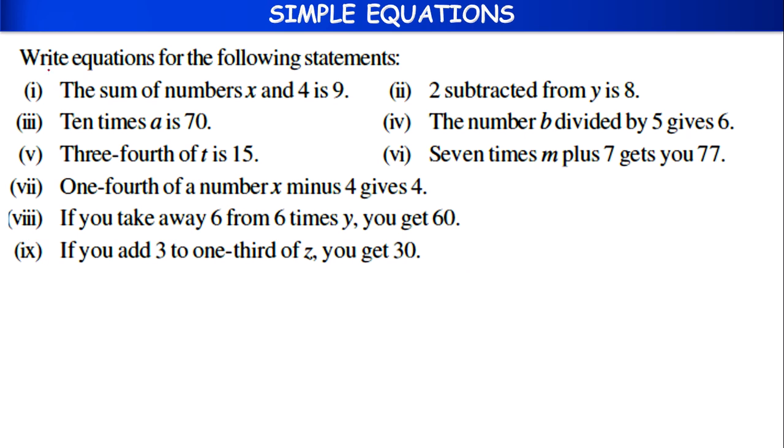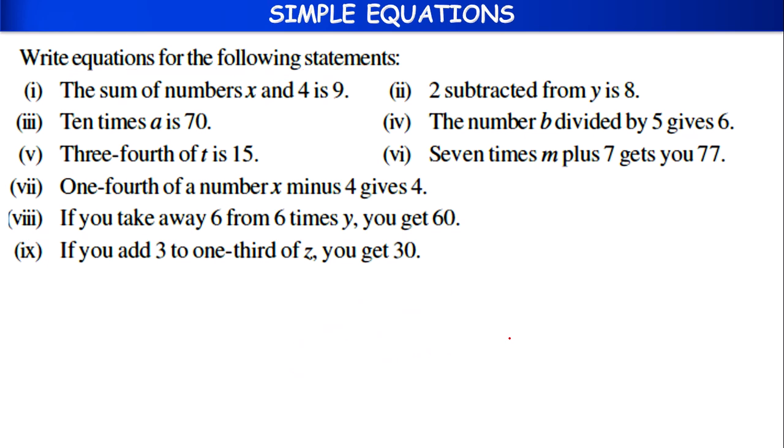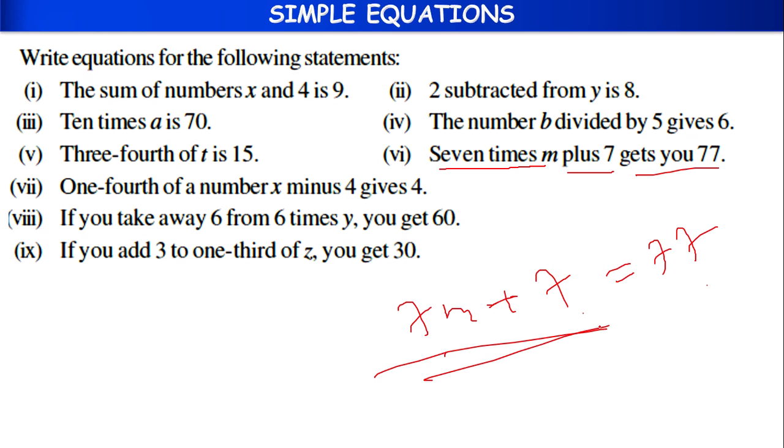Next, children, write equations for the following statements. The sum of numbers x and 4 is 9, which is x plus 4 equals 9. Or 7 times m plus 7 gets you 77, that is 7m plus 7 equals 77.